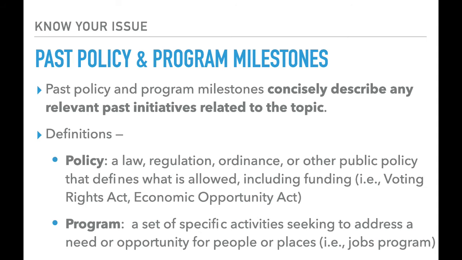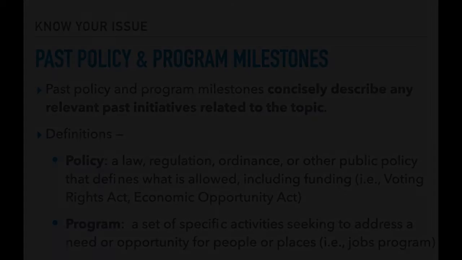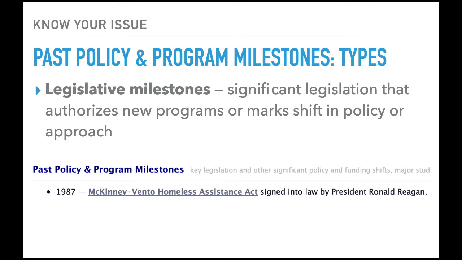And let me now give you a couple of concrete examples. The first example is a legislative milestone. That's the first thing I was just explaining. A significant law that authorizes new programs or marks a shift in policy or approach. The example here is the McKinney-Vento Homeless Assistance Act, signed into law by President Ronald Reagan.